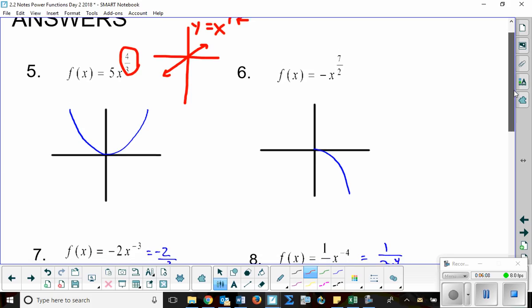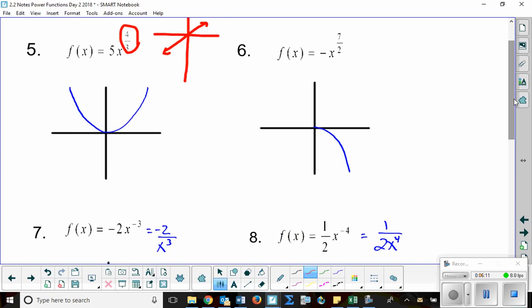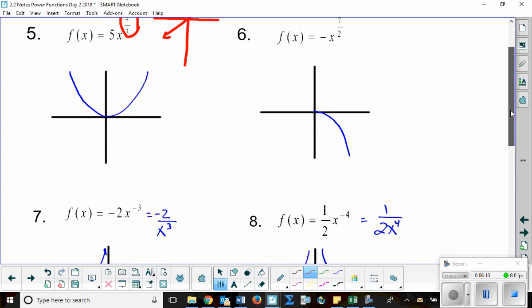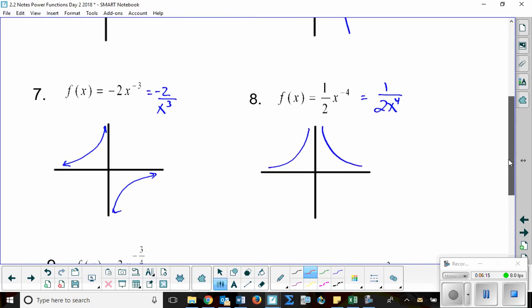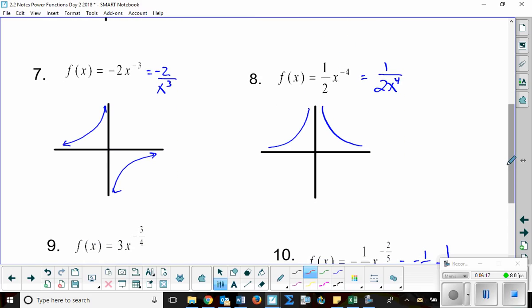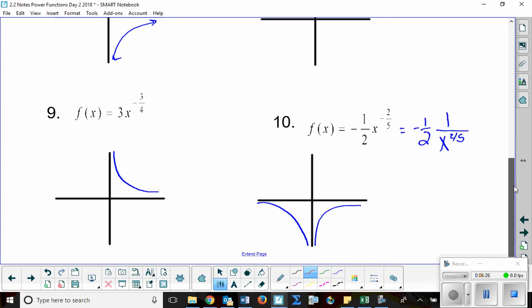I'll let you continue looking at some of these, and then we can go over and discuss more of them in class. You can grade all your work. So here's 7 and 8. Look what's happened when you have those negative exponents. It really means x is in the denominator, so you get those vertical asymptotes happening there. And then here's some more to think about.